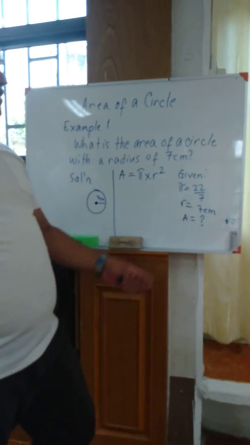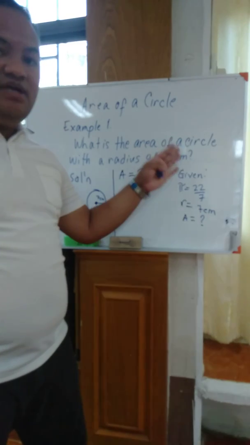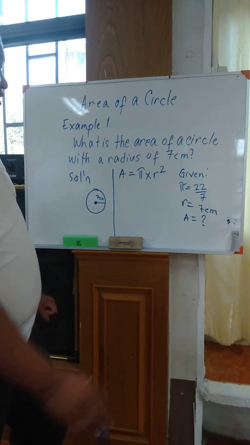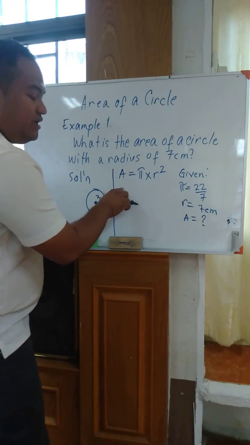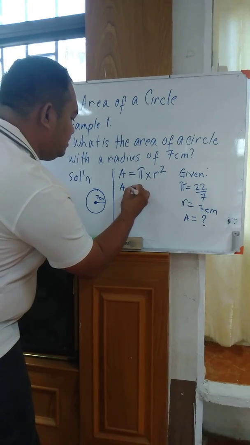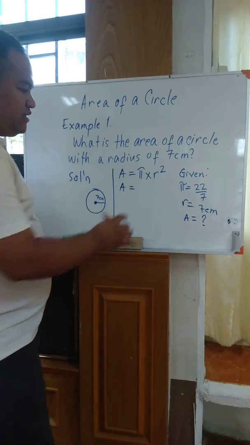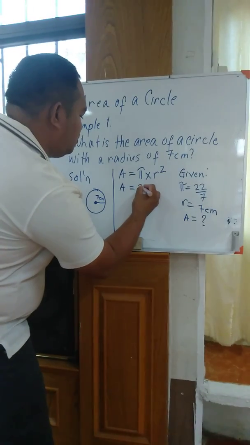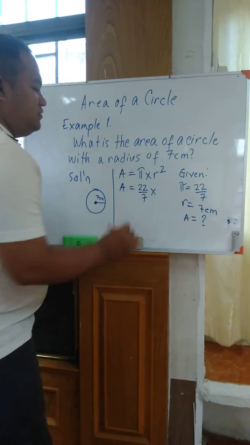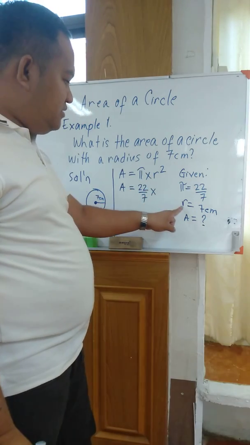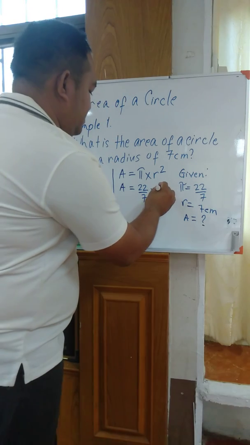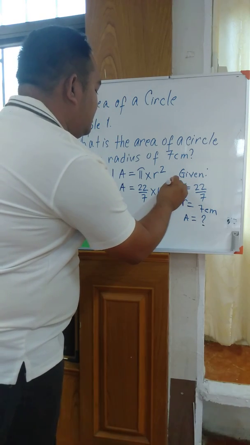Okay, now, if you already completed all the given, you can now substitute into our formula. Since area is what we are looking for, we write area is equal to pi. What is the value of our pi? Which is 22 over 7 times r, which is the radius, 7 centimeters, to the power of 2.